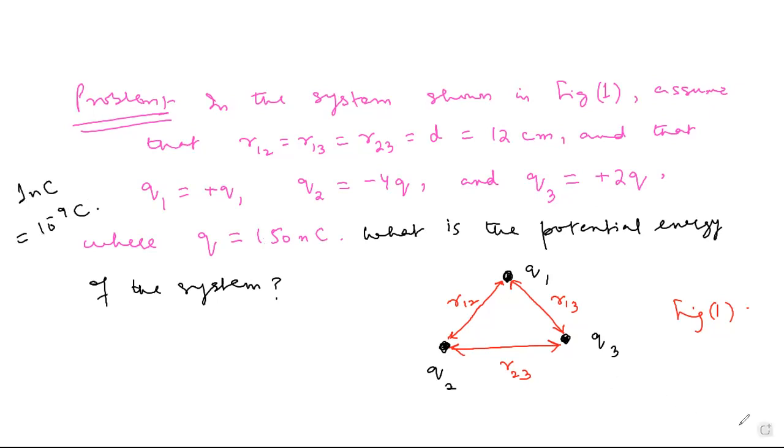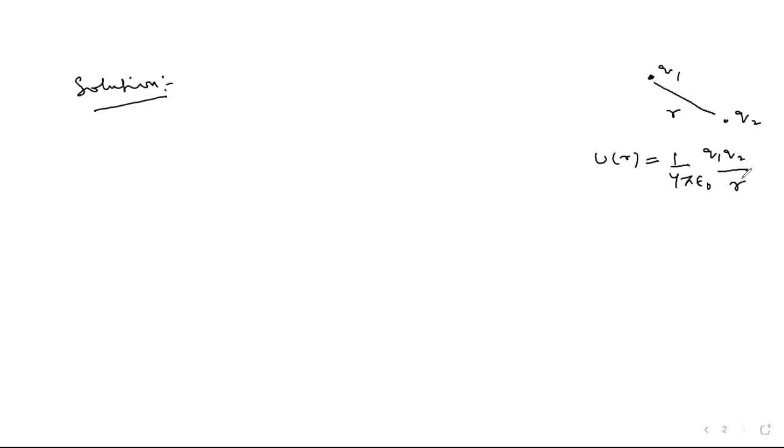In the last lecture, we discussed this expression. We said if we have two point charges Q1, Q2, separated by distance r, then the electric potential energy of this 2-point charge system is 1 by 4 pi epsilon naught Q1, Q2 by r. Epsilon naught is the permittivity of free space.